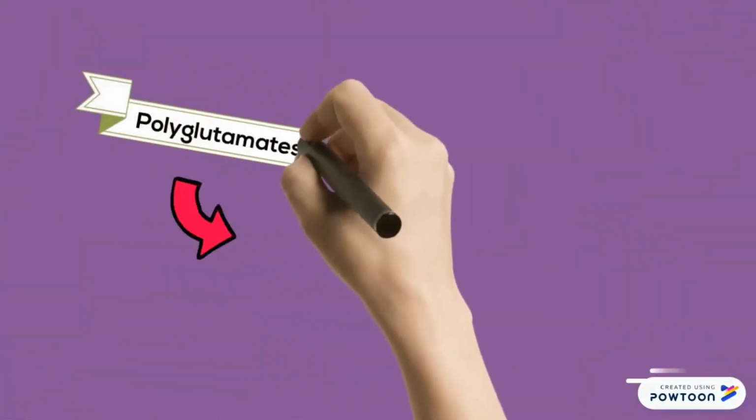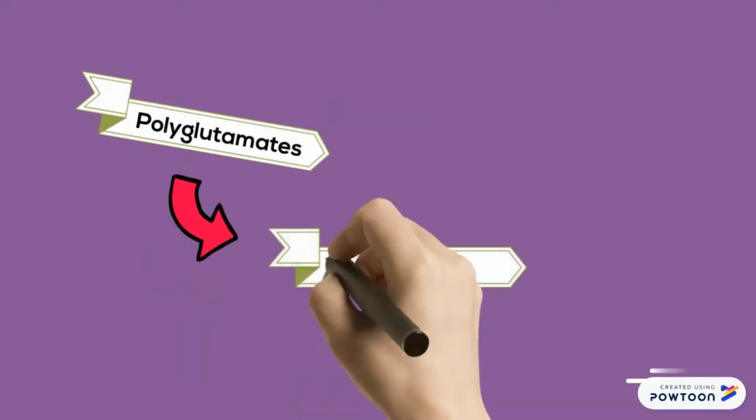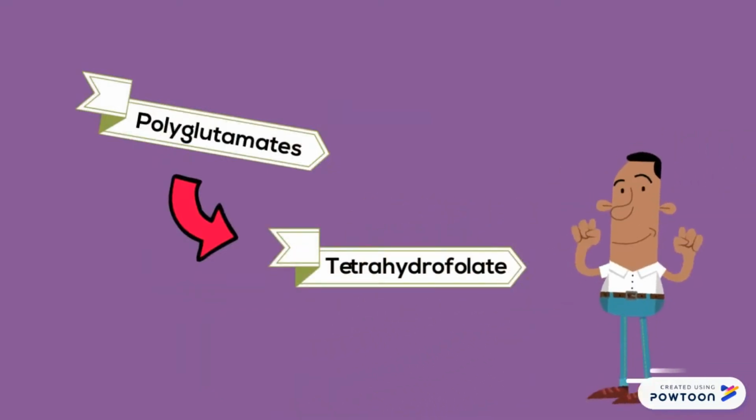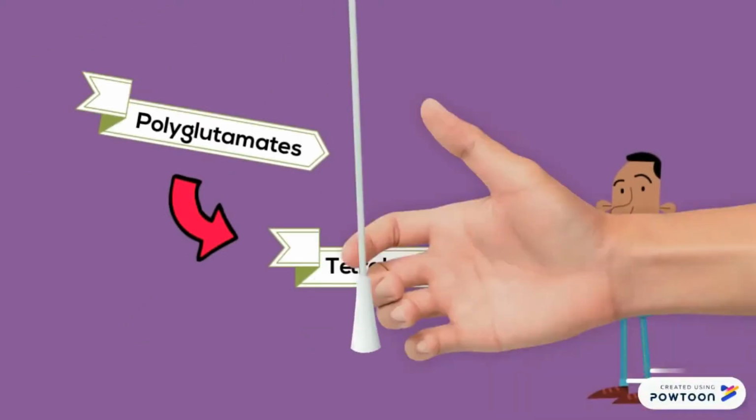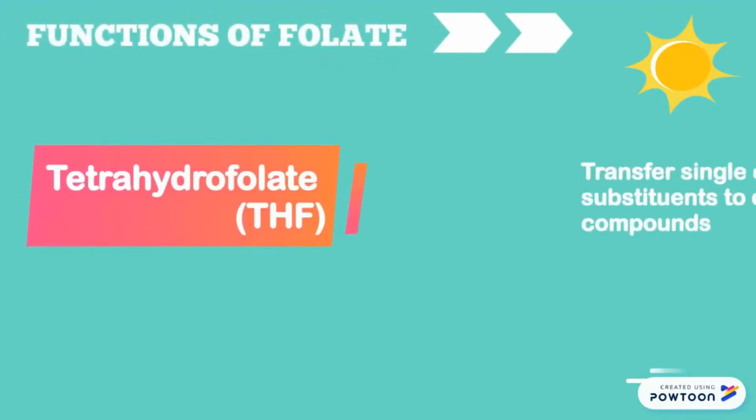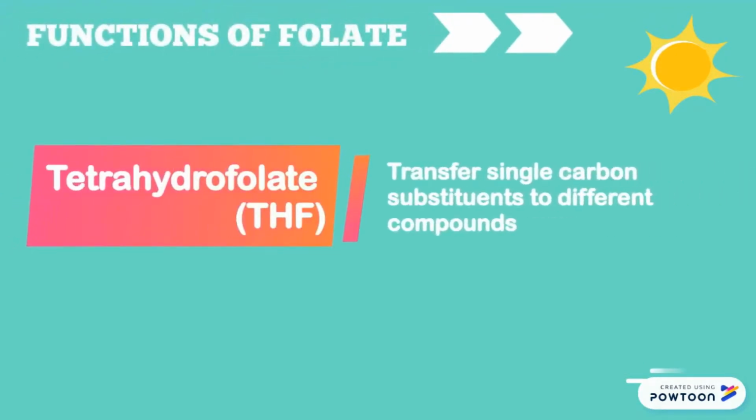Commonly, folic acid is present in nature as polyglutamate. It is necessary for folates to convert from polyglutamates to tetrahydrofolate to participate in metabolic reactions. The major function of THF is to transfer single carbon substituents such as methylene, methyl, and formyl groups to different compounds.